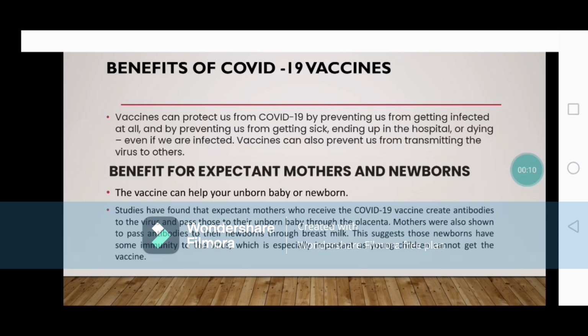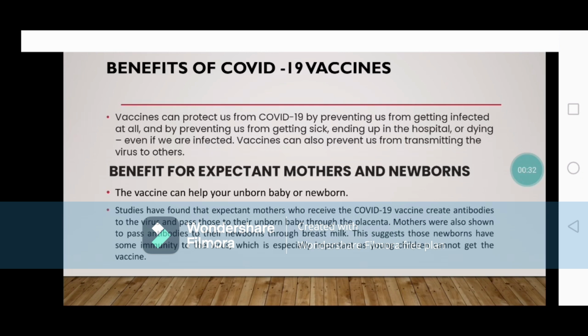The first benefit that comes to mind is that it vaccinates us. It vaccinates our system. It makes us immune from disease. But let's get to the details of the benefits of the COVID 19 vaccine. Vaccines can protect us from getting COVID 19 by preventing us from getting infected at all and by preventing us from getting sick, ending up in the hospital or dying of it. Because when the pandemic started, people started dying of it and they started getting sick of it.